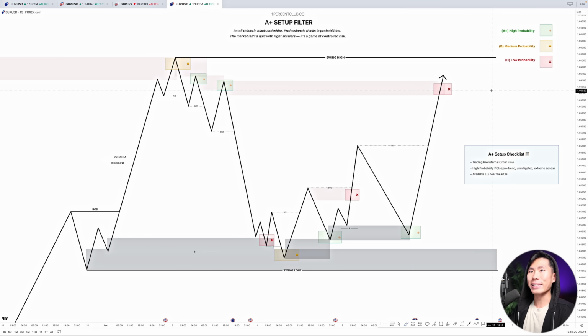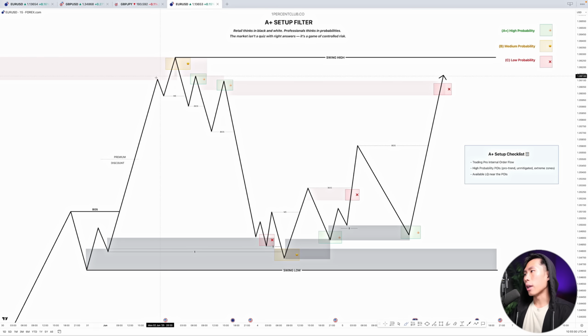Okay, so in this case, when price comes down there and mitigates that extreme low that we have right here, it is medium probability. The reason why it's not high probability is because the internal order flow is still bearish, right? Internal order flow has not shifted bullish yet. So we are still trading against the internal order flow, which makes it medium probability. But because it is at this extreme point of interest, it is not considered low probability.